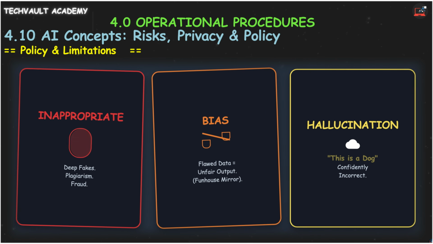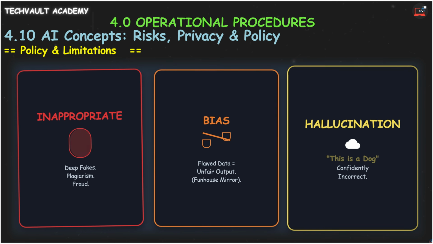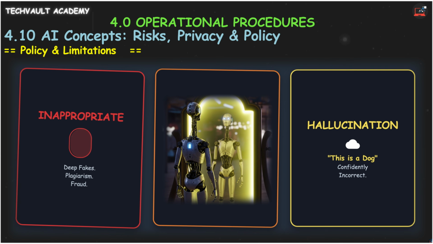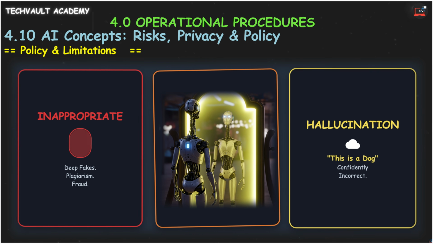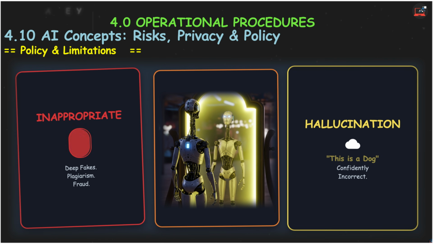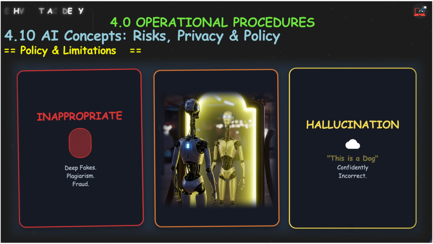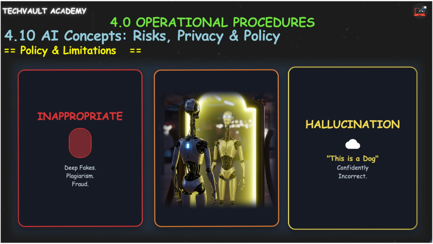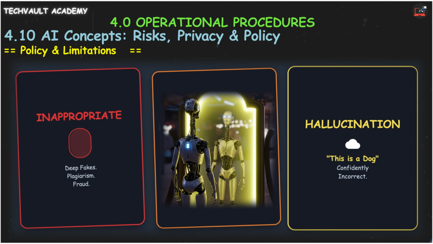Even when used correctly, AI has limitations. The first is bias. If you feed the AI flawed data, like a resume dataset dominated by men, it will learn that bias and unfairly reject female applicants. It acts like a funhouse mirror, reflecting back a distorted reality.